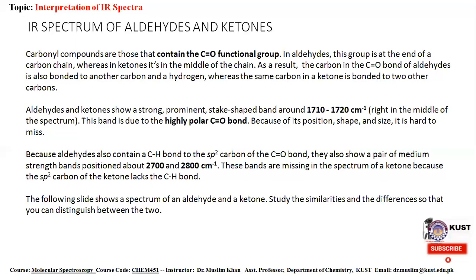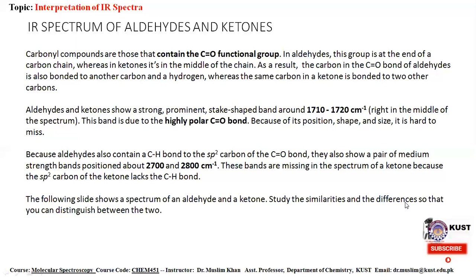This is the biggest differentiation between ketone and aldehyde: this carbon-hydrogen band is present in aldehyde, while in ketone it is missing, because in ketone the carbon of the carbon-oxygen double bond is attached to two other carbon atoms. These bands are missing in the spectrum of ketone because the sp2 carbon of the ketone lacks the carbon-hydrogen bond. The following slide shows a spectrum of aldehyde and ketone.